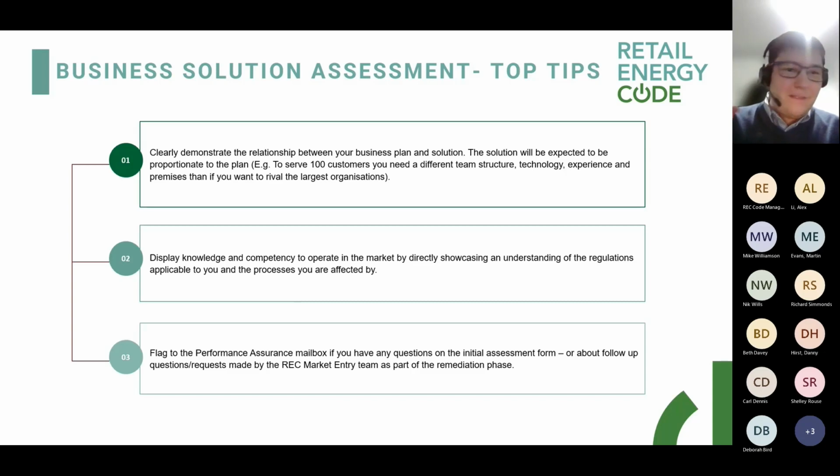So yeah, and then finally, please don't hesitate to reach out if you have any questions on the BSA application form. If you're unsure on what we're looking for, it's just more efficient to ask us, rather than you sending a load of information and evidence that we are not really looking for, and then we still give you a load of follow-ups.